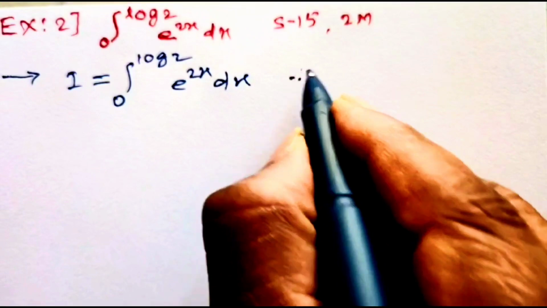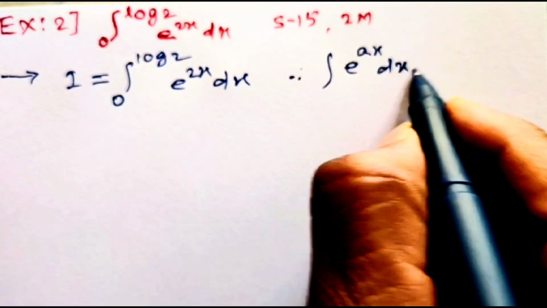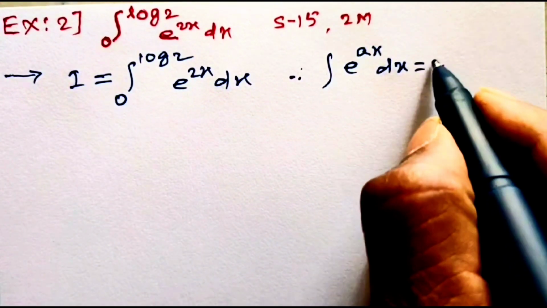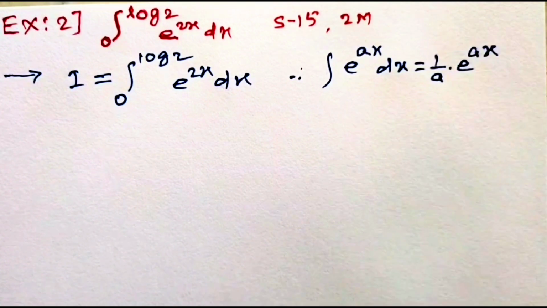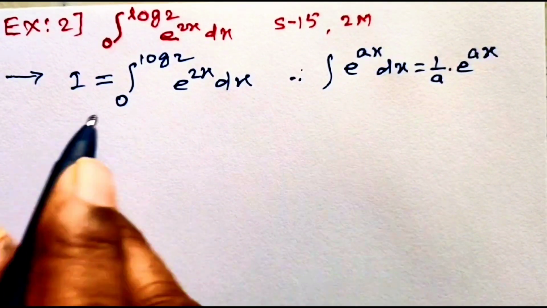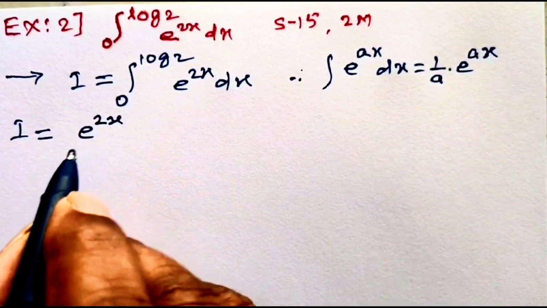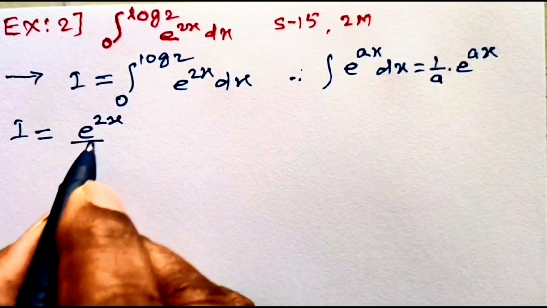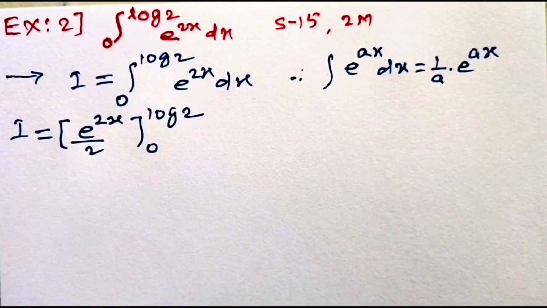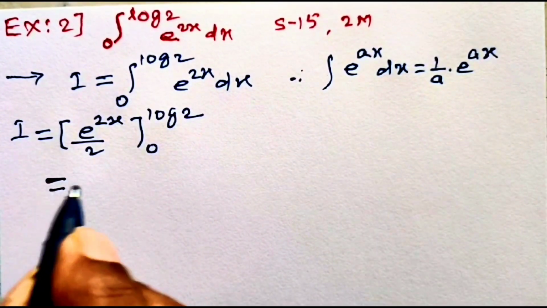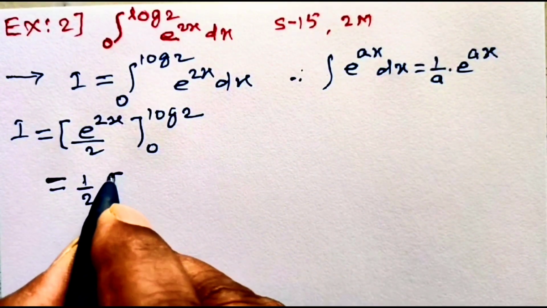You know this formula: integral of e to the power ax with respect to x is equal to 1 upon a into e to the power ax. So applying this formula, the value of this integral we can write as I is equal to e to the power 2x divided by 2, with limits from 0 to log 2. Now this can be written as 1 upon 2. The constant coefficient we can take outside the bracket.